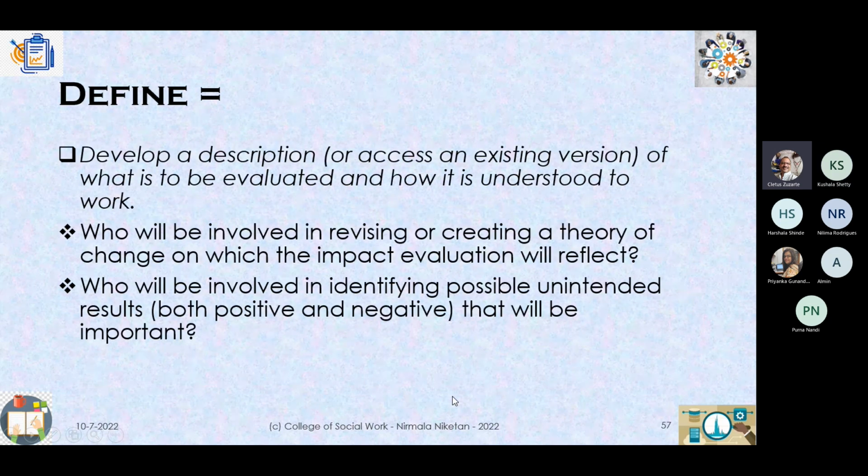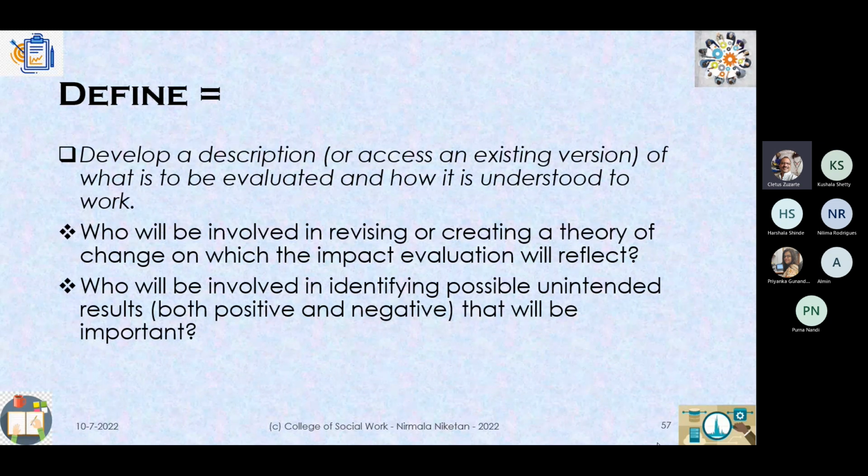With regard to defining, we are looking at describing what is to be evaluated, as in who will be involved in the whole process of revising the theory of change. And when we're looking at defining this process, what were the intended outcomes and what were the unintended outcomes? That can be both positive and negative.